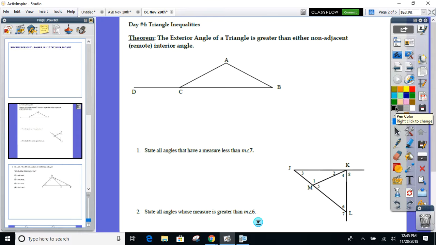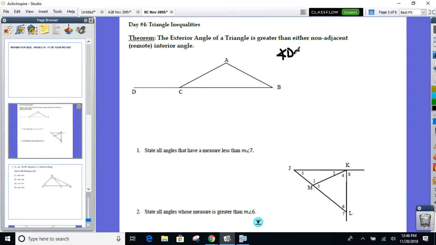angle of a triangle. Using this diagram I have up here, can anybody refresh my memory and your classmates to what angle DCA is equal to? Angle DCA, this one right here, what is it equal to? Go ahead, Evan. Angle CAB plus angle CBA. Good. All right, those two angles added up.